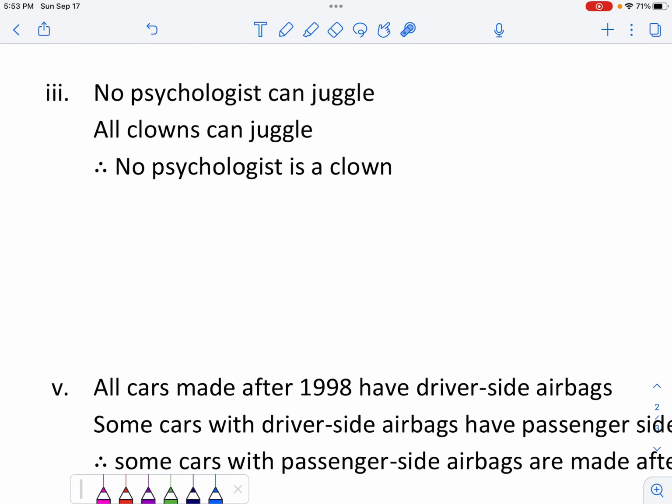And let's take a look at the next one. No psychologist can juggle. So we have 2 sets.